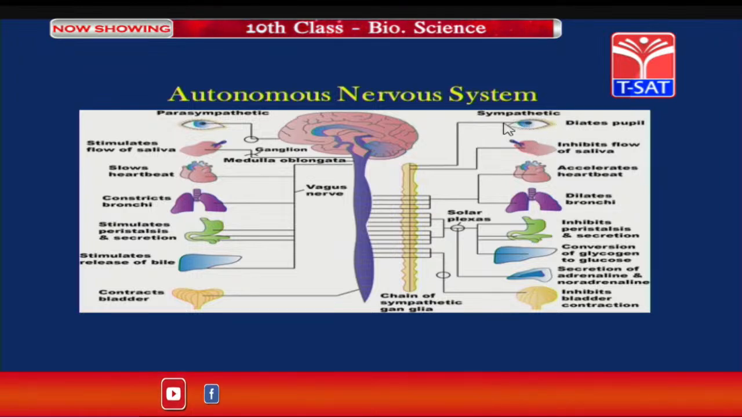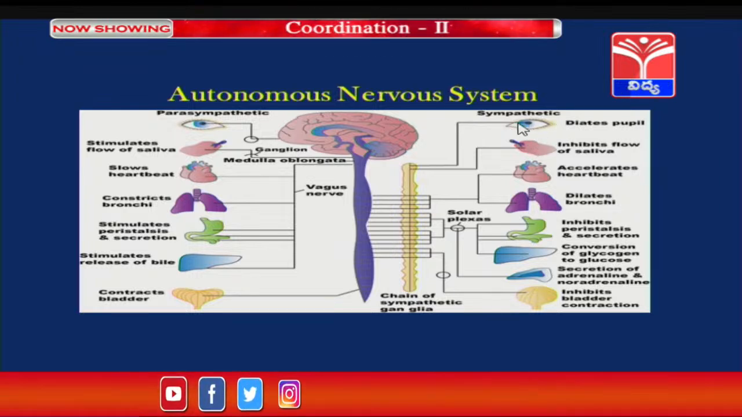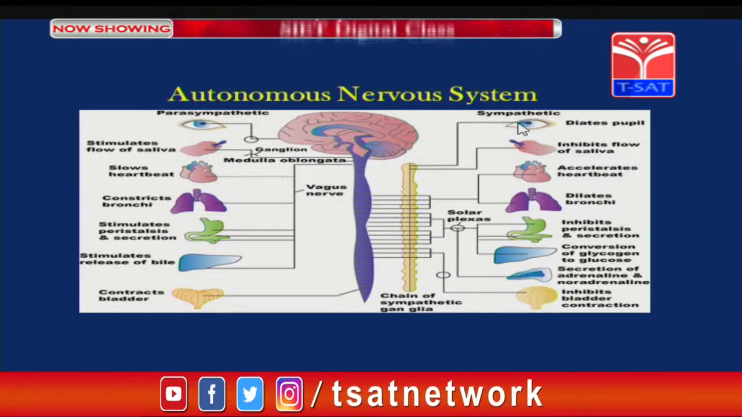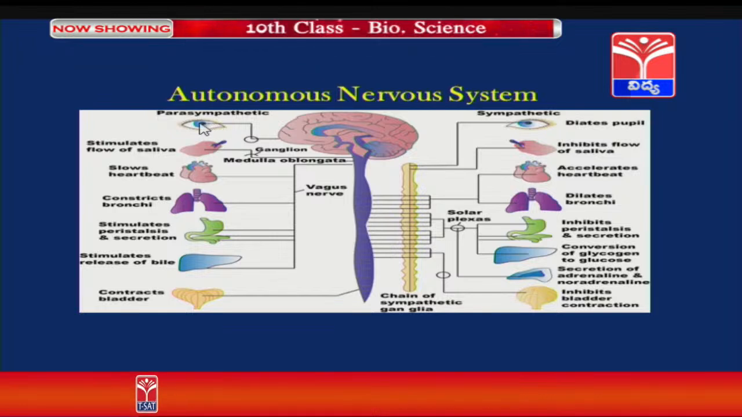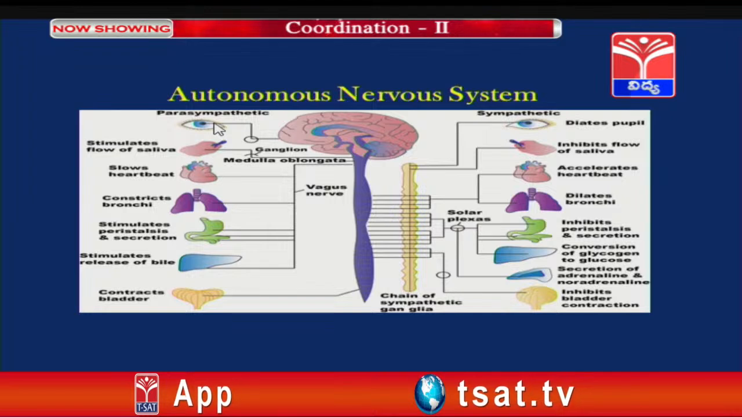So, the overall effect of the sympathetic neural system is stimulating and excitatory. Coming to the parasympathetic system, it is the system which is active during relaxing times, that is after stressful conditions.